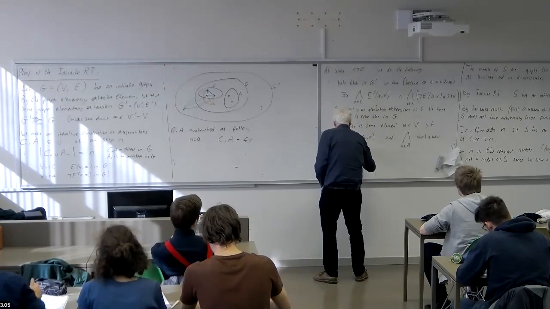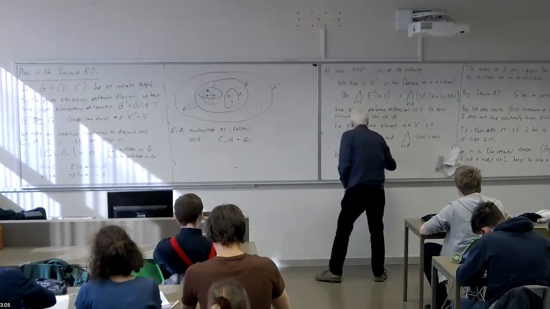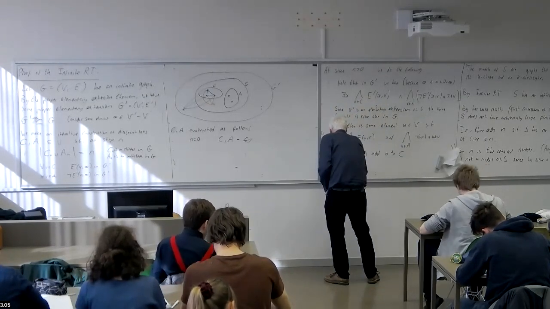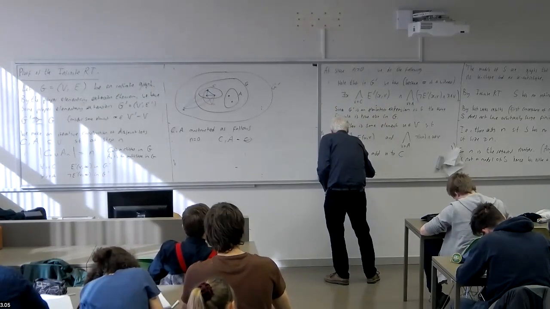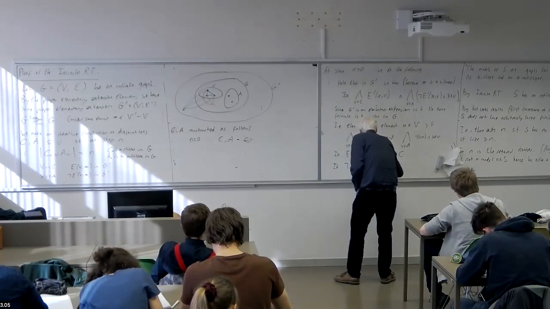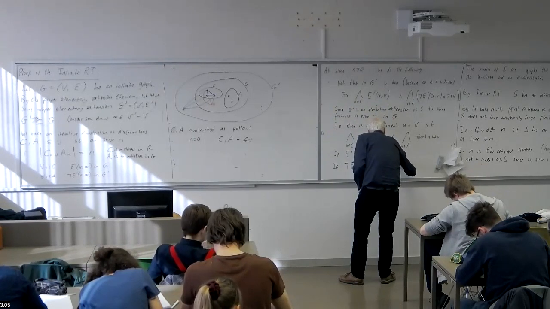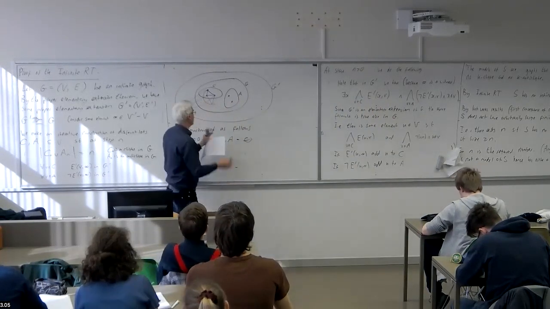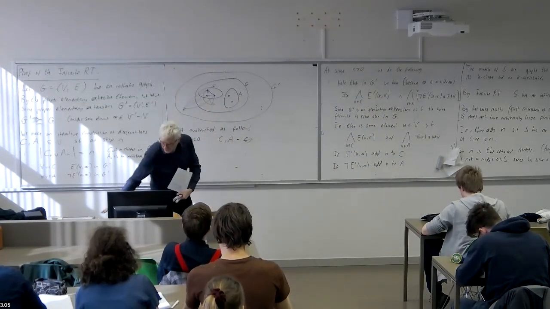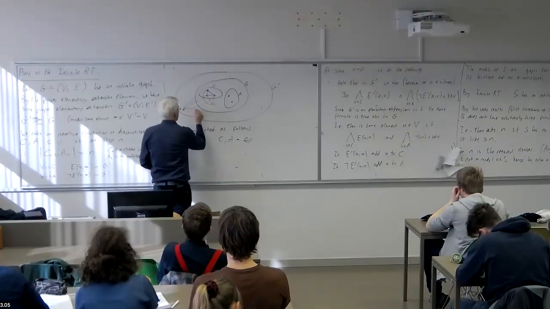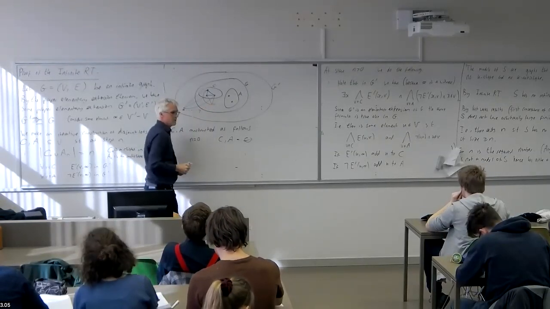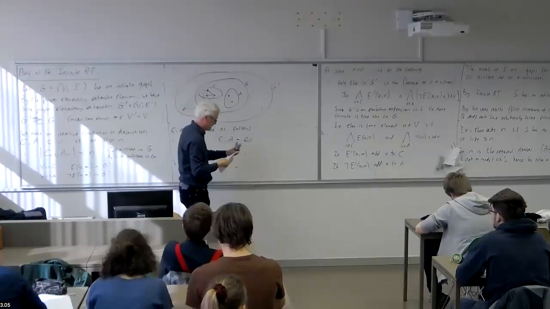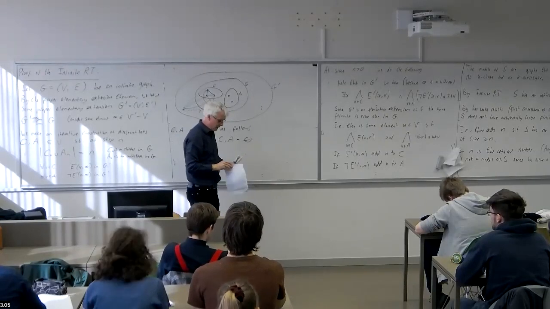So if there's an edge from U to infinity, add U to C. If there's not an edge from U to infinity, add U to A. So maybe I'll leave the picture like this. I mean, that's the question. Does that edge exist or not? And if so, you put U in here, otherwise you put U in here. Okay, good, we're nearly done.